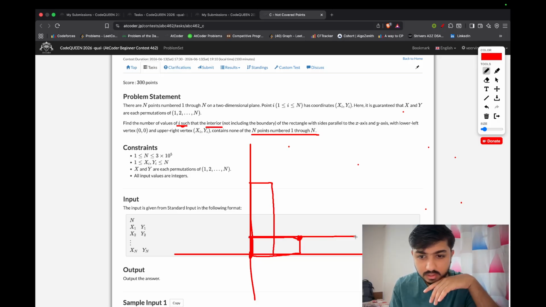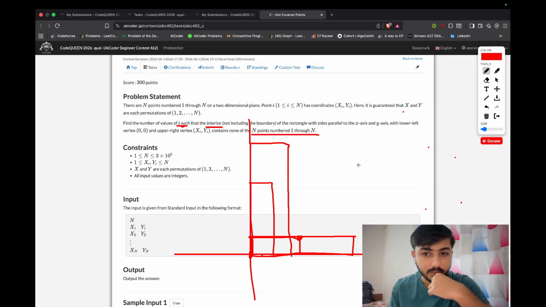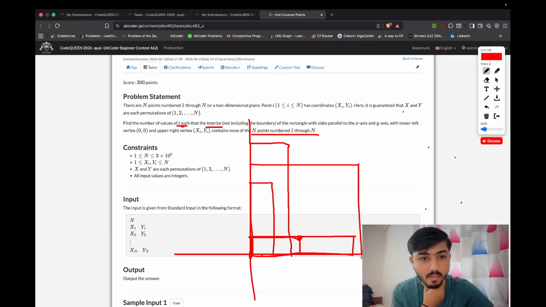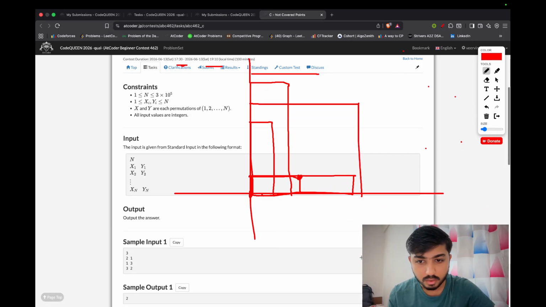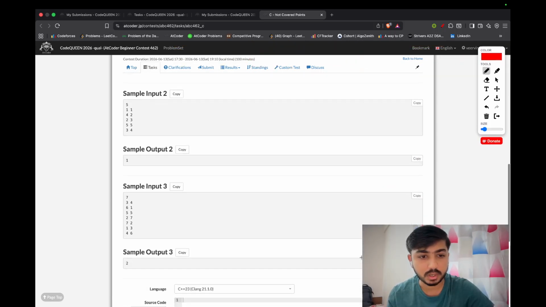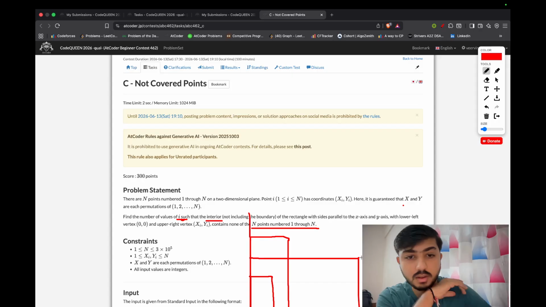This, this, it contains this, right? So this will not be our answer. This is also not our answer because it contains this point. This is also not our answer. Okay, cool. So what we'll do here is I have to think.